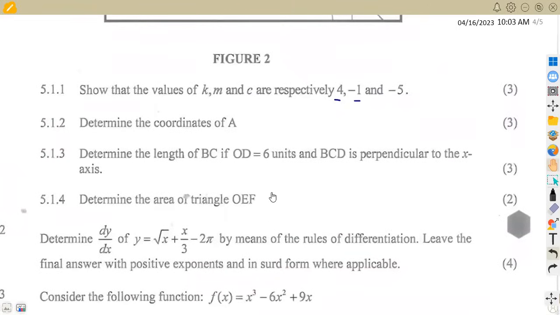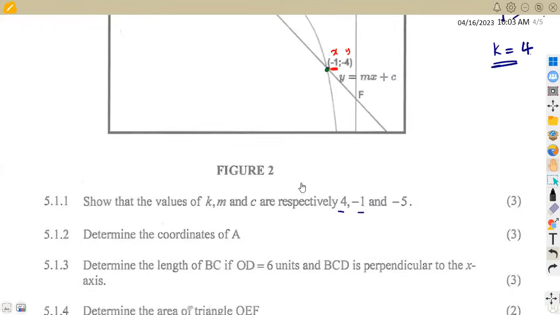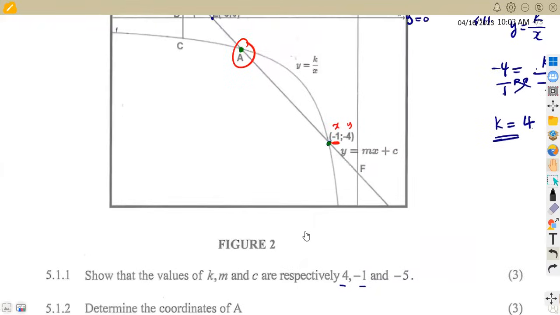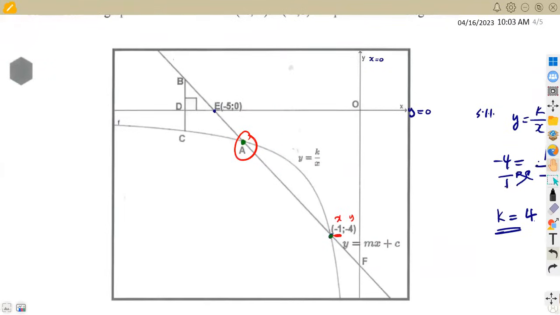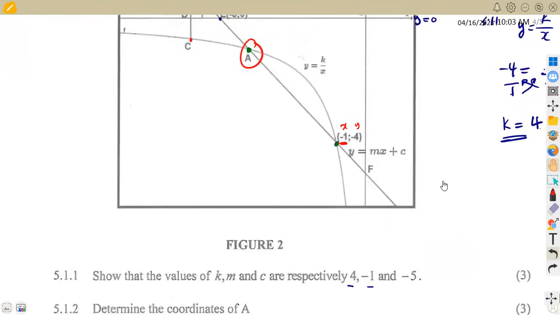We are asked to determine the length of BC if OD is 6 units and BCD is perpendicular to the x-axis. So the question is asking us to calculate the length from this point B to this point C.